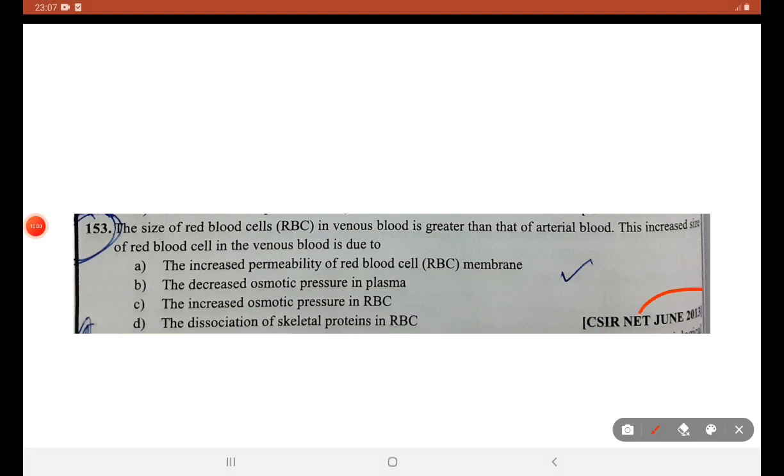June 2013. The size of a red blood cell in venous blood is greater than that of arterial blood. This increase in size of the red blood cell in venous blood is due to the difference between arterial and venous blood caused by chloride shift. Chloride shift is the major reason for the increase or decrease in size. It is due to increased osmotic pressure in RBC during chloride shift.